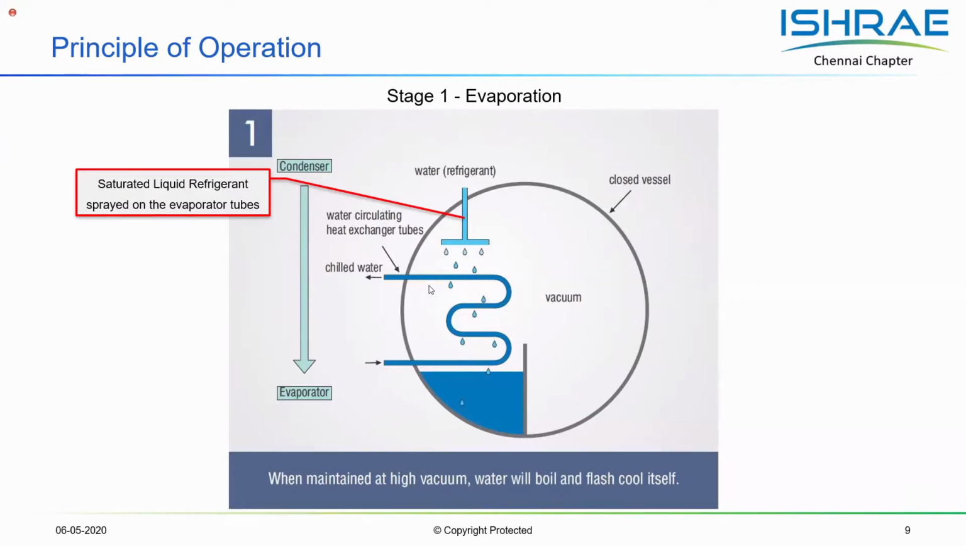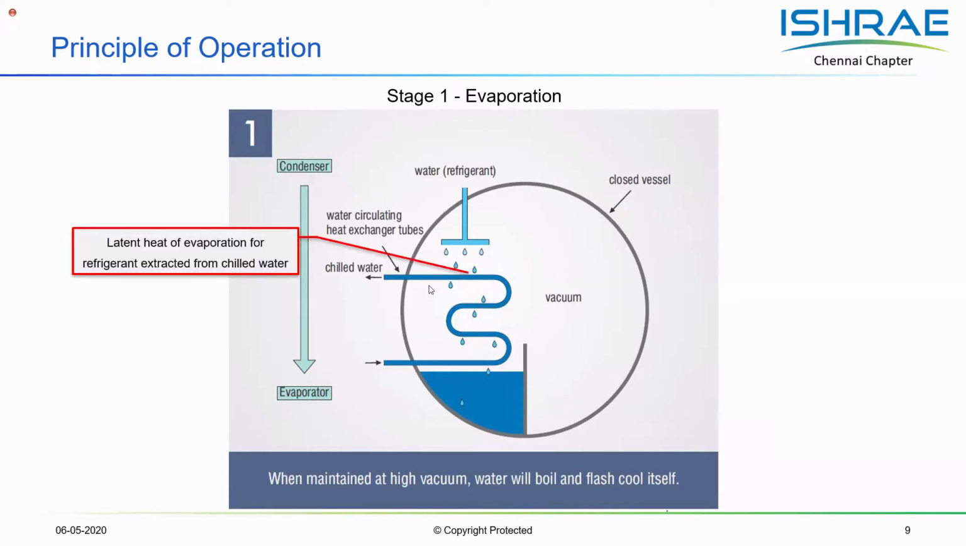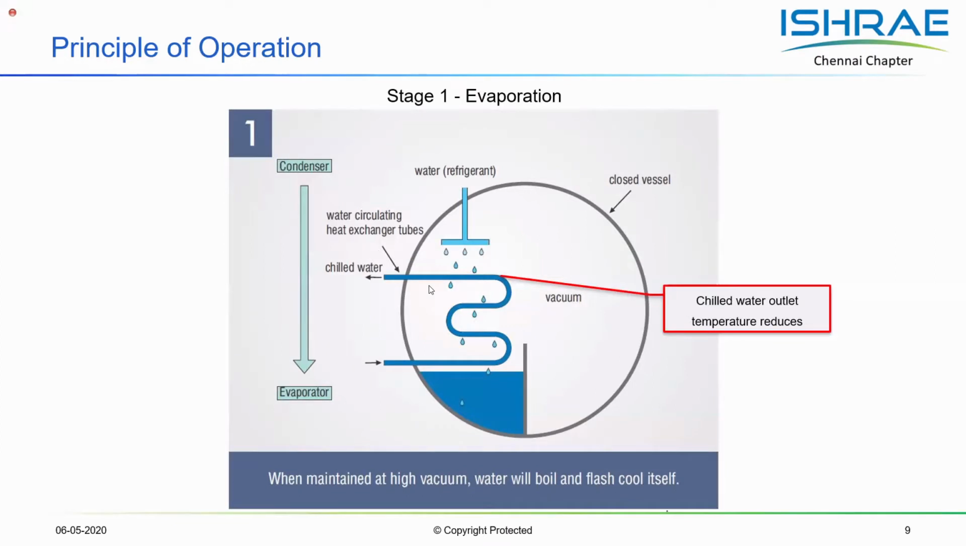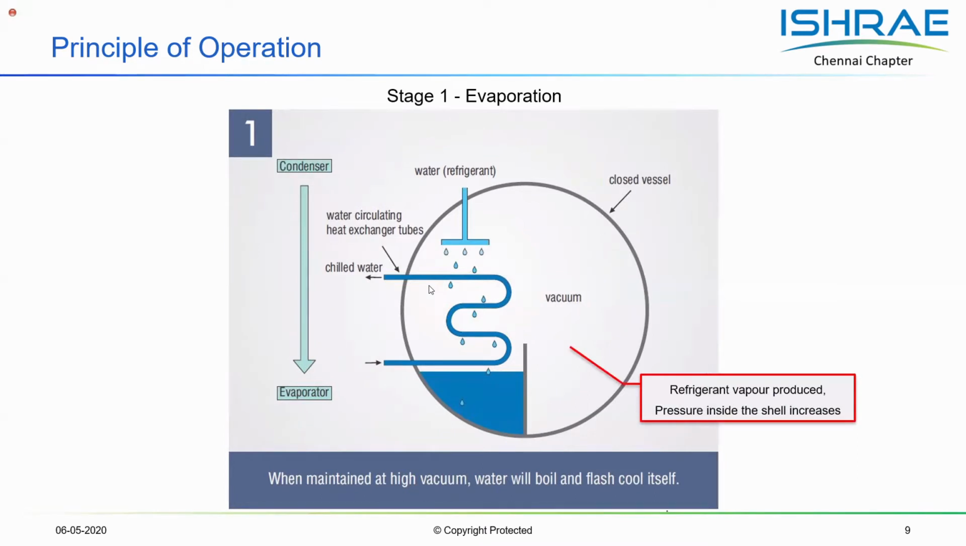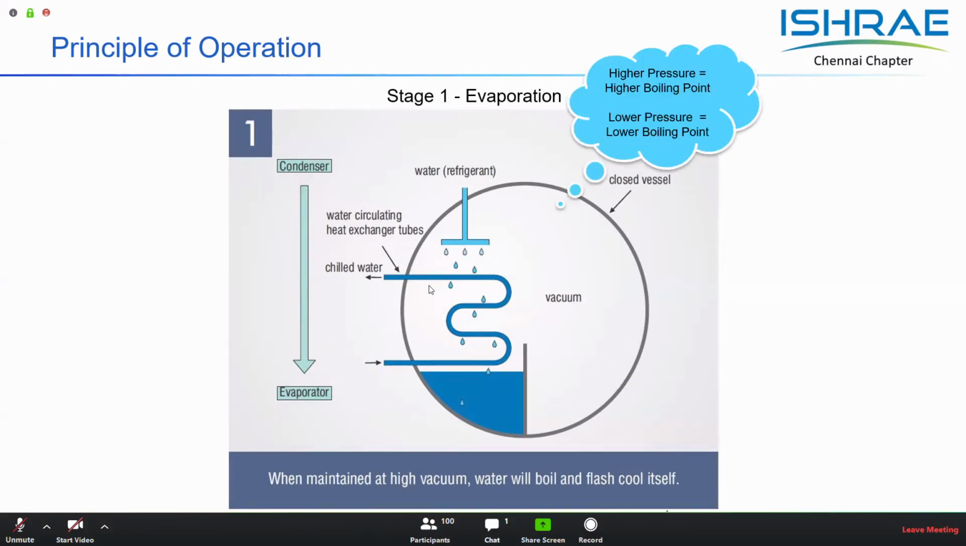So we have the saturated liquid refrigerant which is sprayed on the evaporator tubes. When this water falls onto the tubes, there is a heat transfer taking place between the chilled water and the refrigerant, which would instantaneously evaporate the refrigerant. Due to this, the chilled water temperature reduces and it leaves the chiller at the required temperature and goes back to the process to pick up further heat. When the refrigerant vapor is produced, there is a slight increase in the pressure inside this chamber. For a constant chilled water outlet temperature to be produced, we need to ensure that these vacuum levels are maintained constant. So this is done by the next heat exchanger, which is called the absorber.